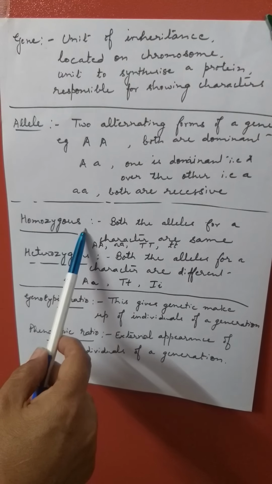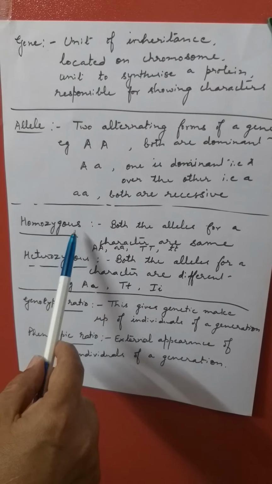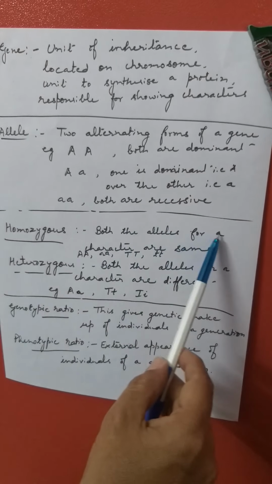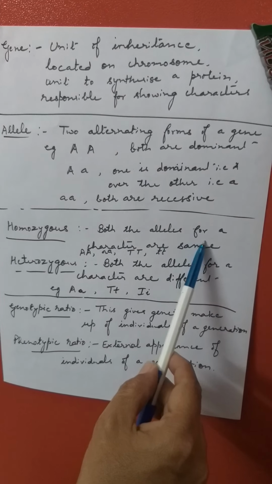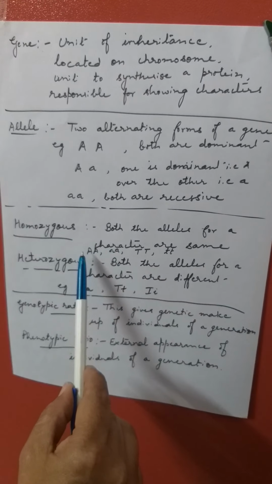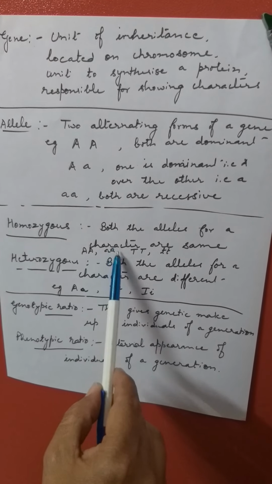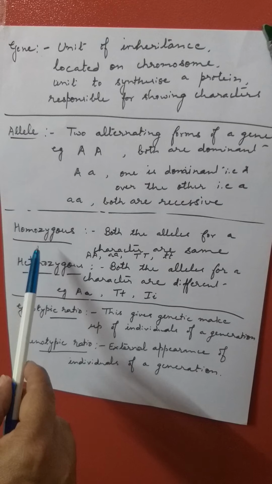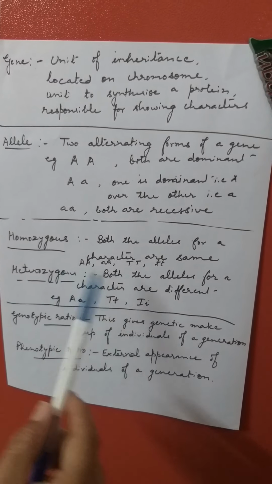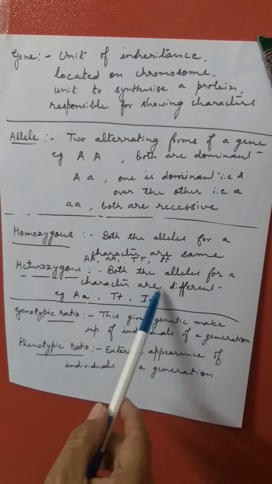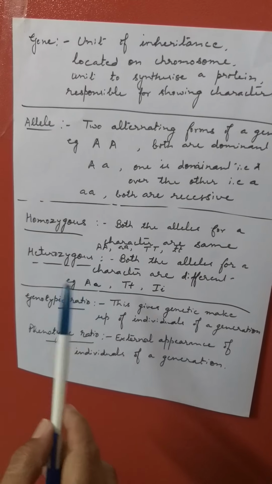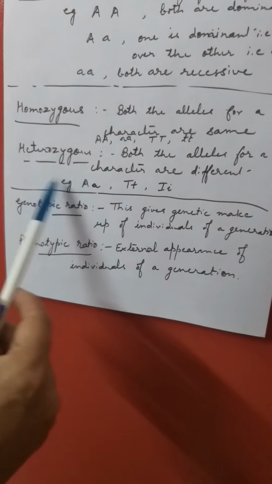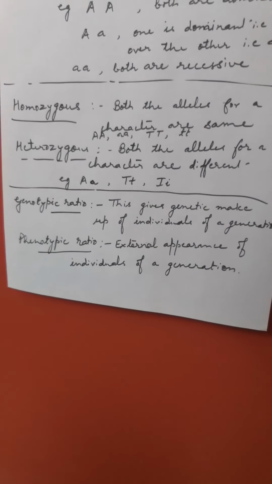Another important term associated with it is homozygous. Both the alleles for a character are the same. For example, capital AA, small aa, capital TT, small tt. They are homozygous. Heterozygous, both the alleles for a character are different. Capital A small a, capital T small t, capital I small i. This is the case of the heterozygous.